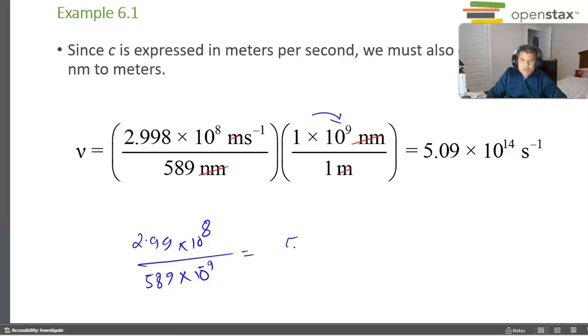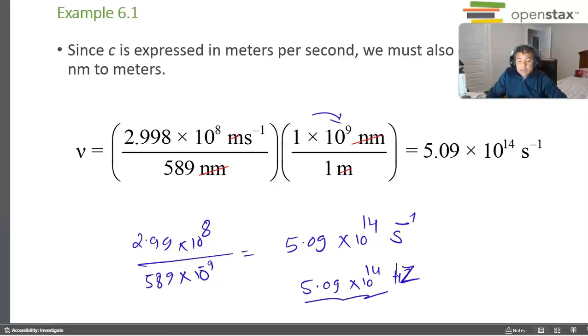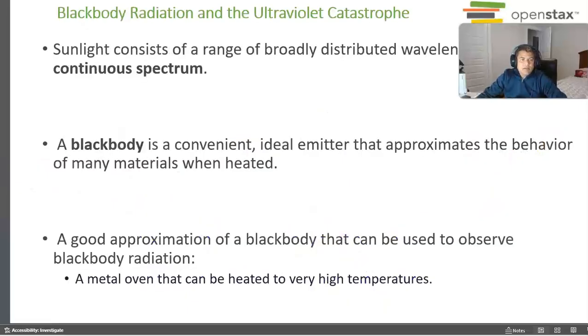It is equal to 5.09 times 10 to the power 14 per second. That means 5.09 times 10 to the power 14 hertz, and hertz means per second. So this is a very high frequency. That's the frequency of this light in the spectrum.